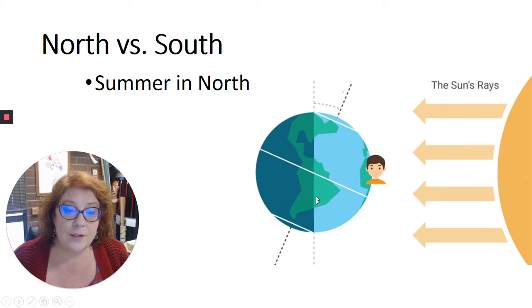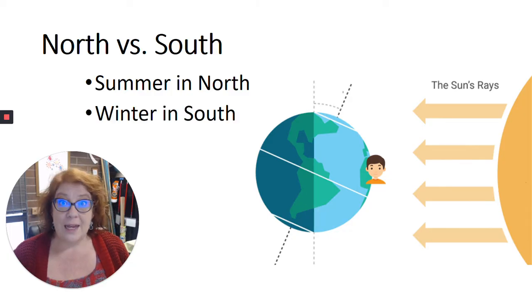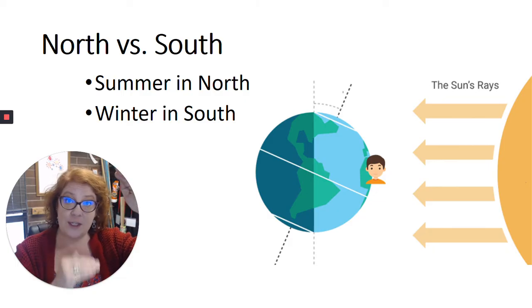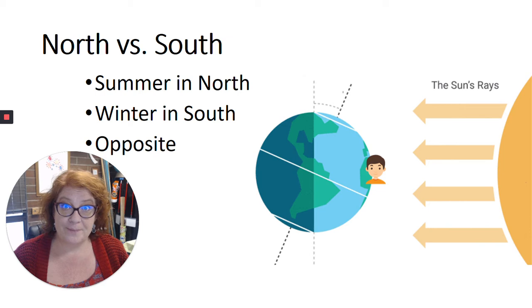Now, at the same time, the southern hemisphere, which is this bottom half down here, is tilted away from the sun. Look, it's pointing away. More of the Earth is dark. That means in the southern hemisphere, it's currently winter. Now, here's the shortcut. All you need to remember is that the seasons from the northern hemisphere to the southern hemisphere are always opposite.